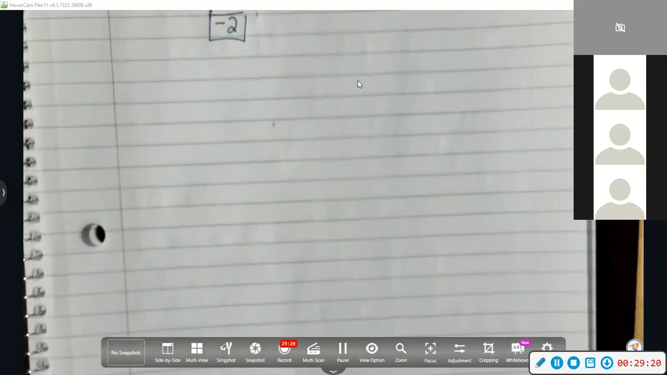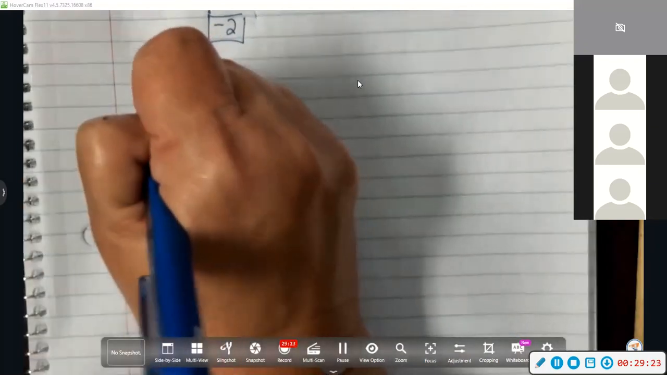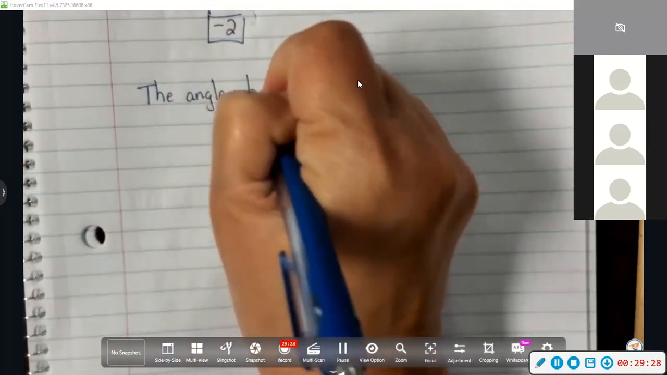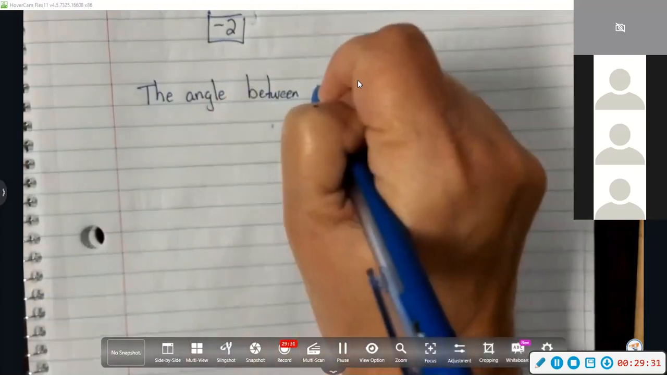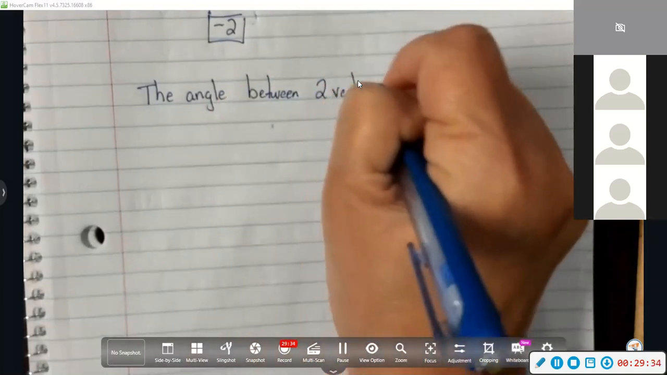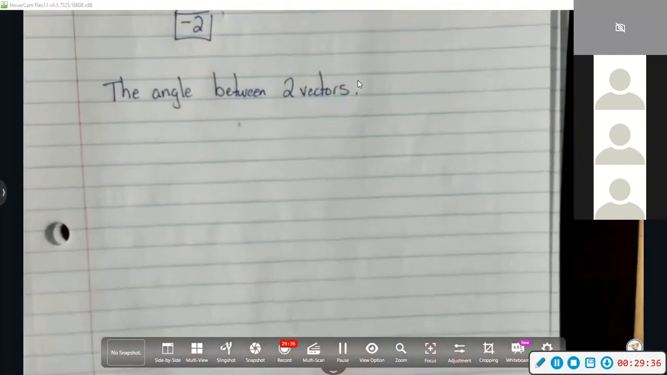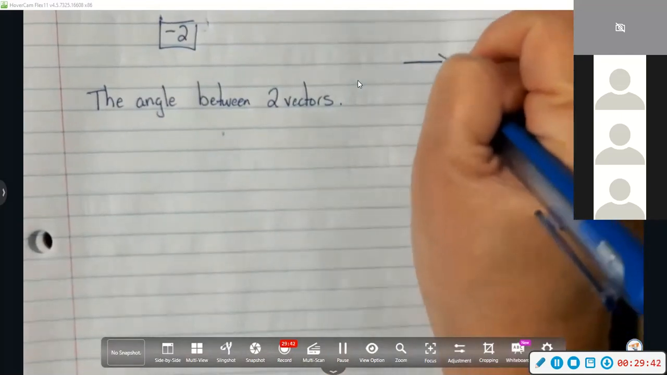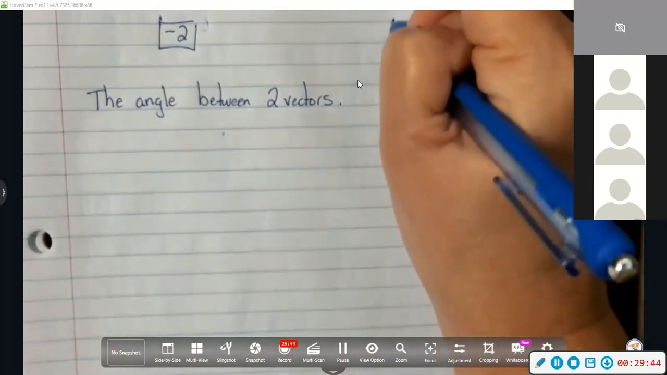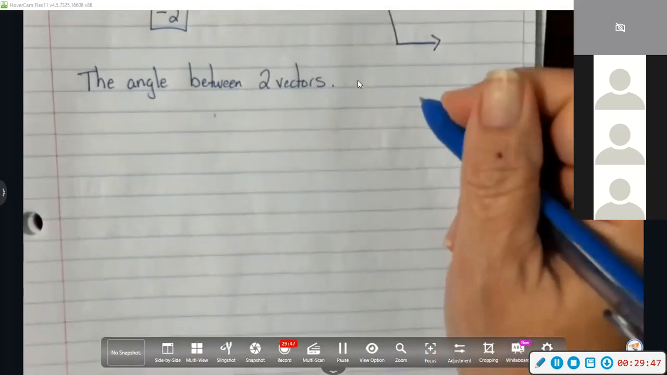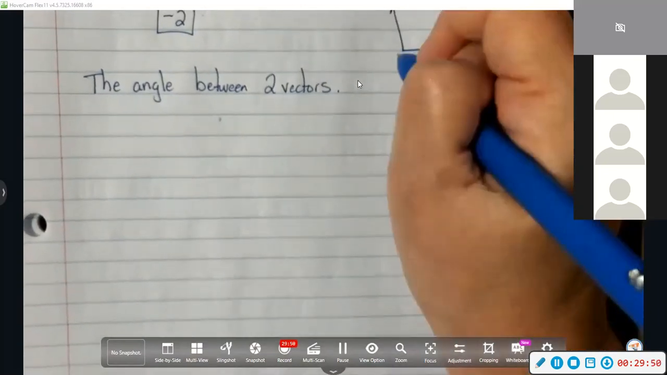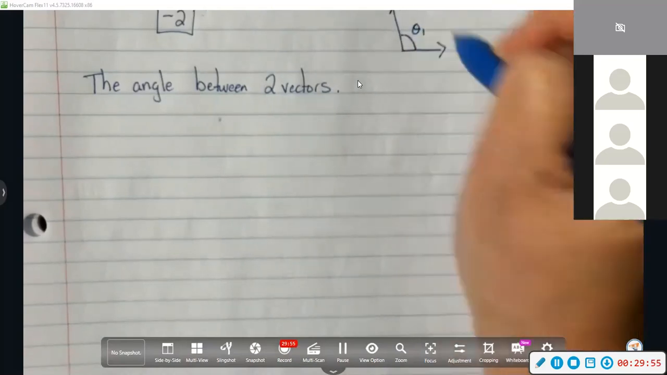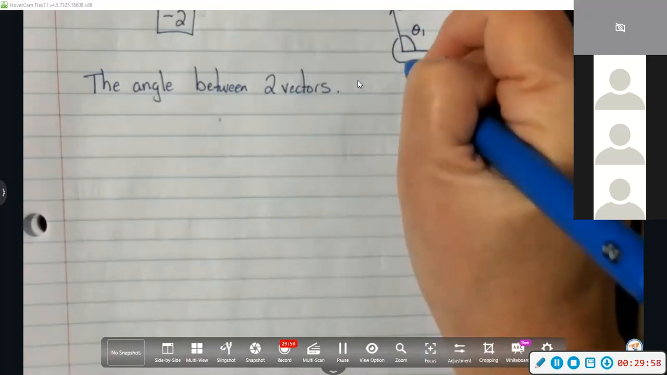All right, the next skill that we're going to learn is how to find the angle between two vectors. Now let's just keep something in mind. If I have a vector here and a vector here, think back to geometry. There's actually two angles here, right? Here's an angle. Let's call it theta 1. Here's another angle, theta 2.